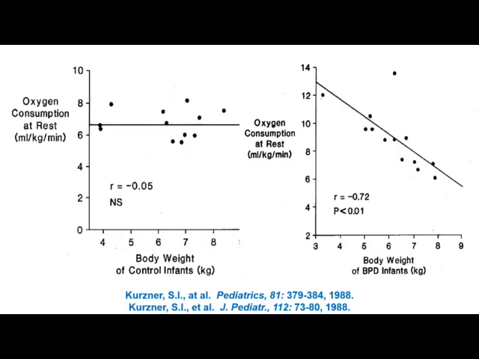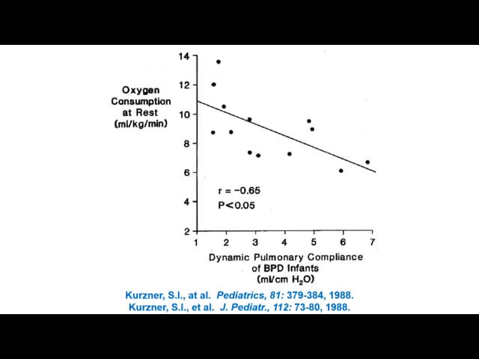Interestingly, oxygen consumption at rest in the control infants did not correlate with body weight, so you can see that there was no difference here. But in the BPD babies, it did. Those babies who were smaller had a much higher oxygen consumption at rest than those who were larger. If we looked at oxygen consumption versus dynamic pulmonary compliance in these babies, you can see that those babies who had the highest oxygen consumption also had the lowest dynamic pulmonary compliance. That is, their lungs were stiffer.